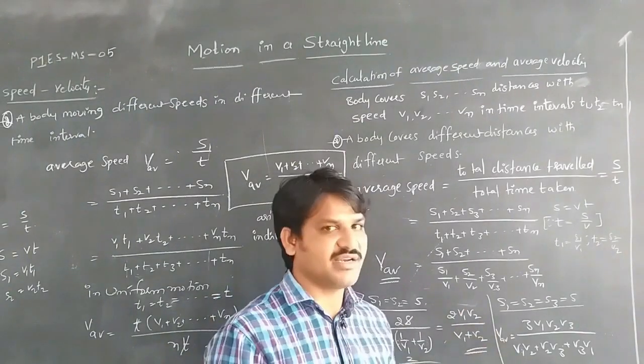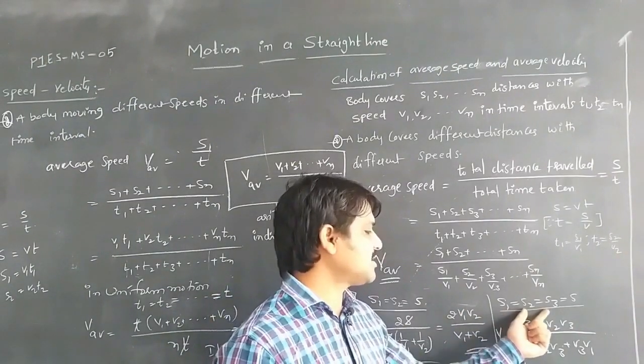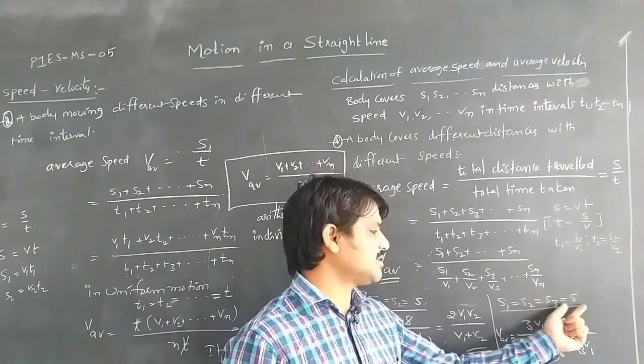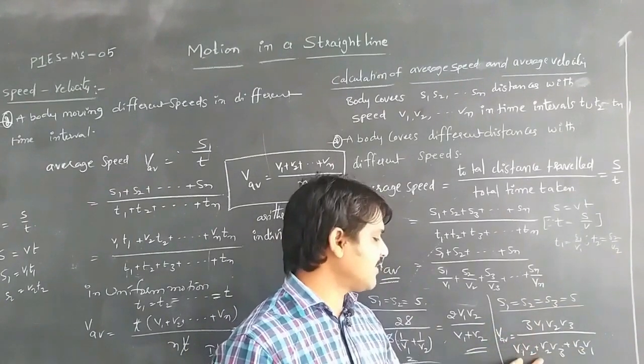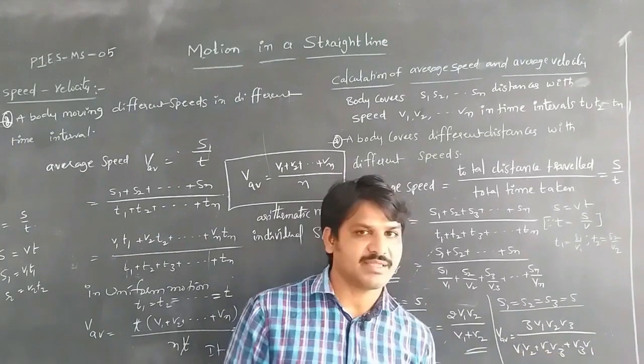If in case of three distances we are taking S1 is equal to S2 is equal to S3 is equal to S, then the formula will be 3 V1 V2 V3 by V1 V2 plus V2 V3 plus V3 V1.